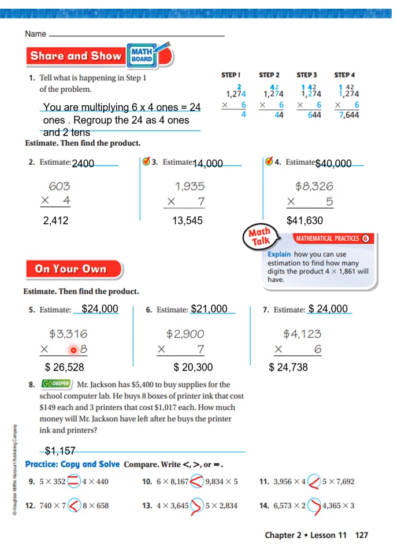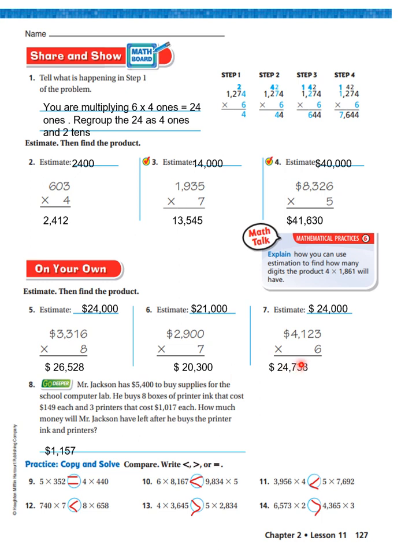3,316 is closer to 3,000 than 4,000. 3,000 times 8 is 24,000. When I multiply this out, I get 26,528. Again, 2,900 is closer to 3,000. 3,000 times 7 is 21,000. When I multiply this out, I get 20,300.